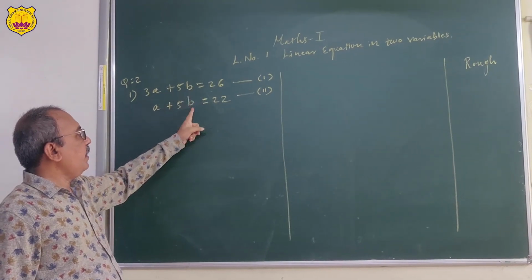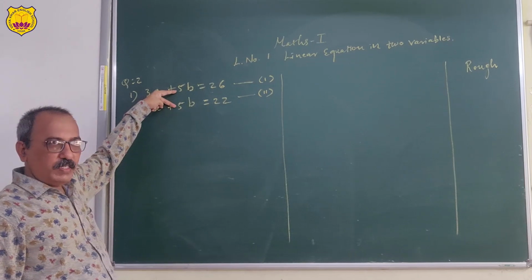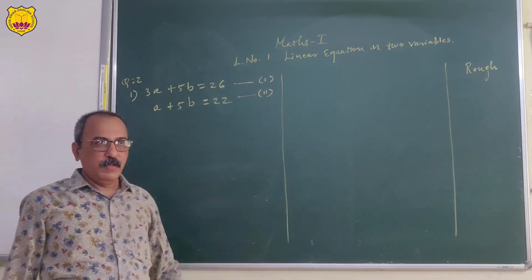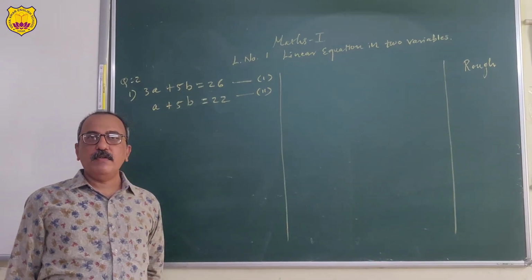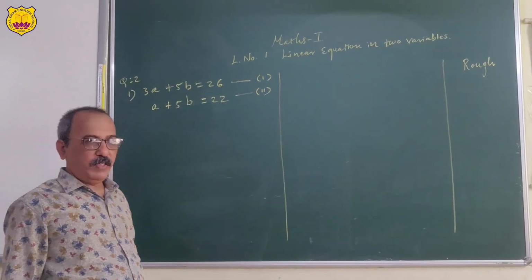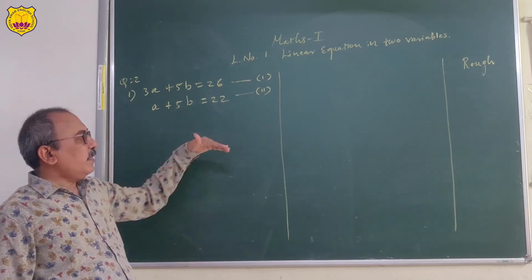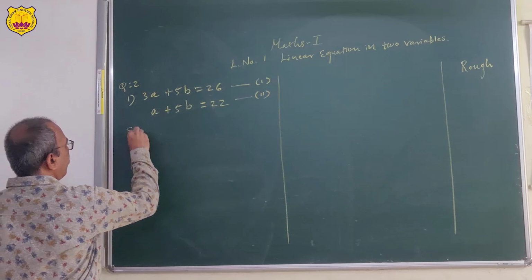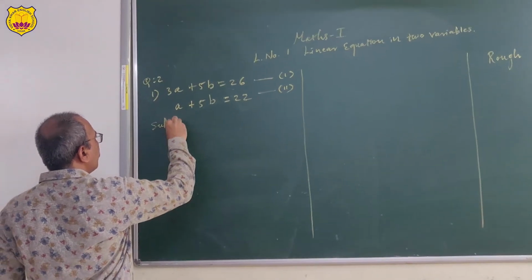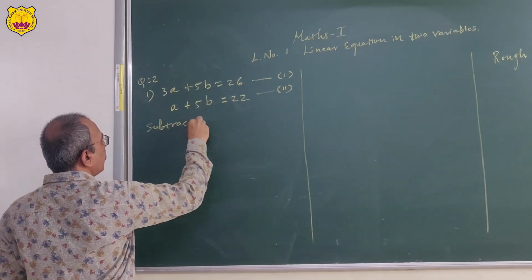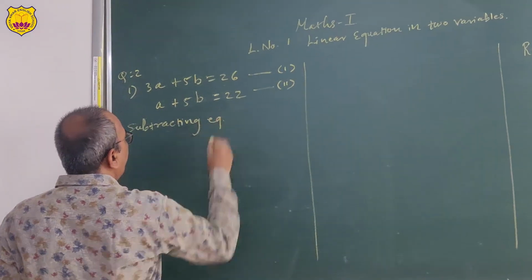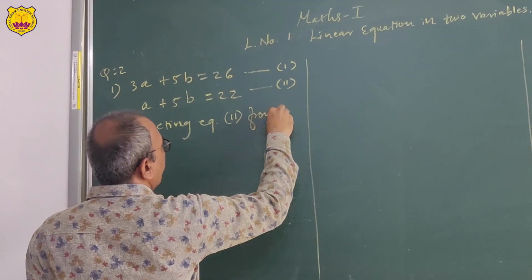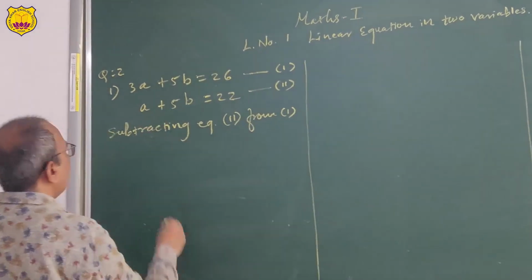For the variable b, both the coefficients are same and having same sign, positive, positive. So, here we have to subtract the equation, either first from second or second from first. So, here we are subtracting equation 2 from 1.